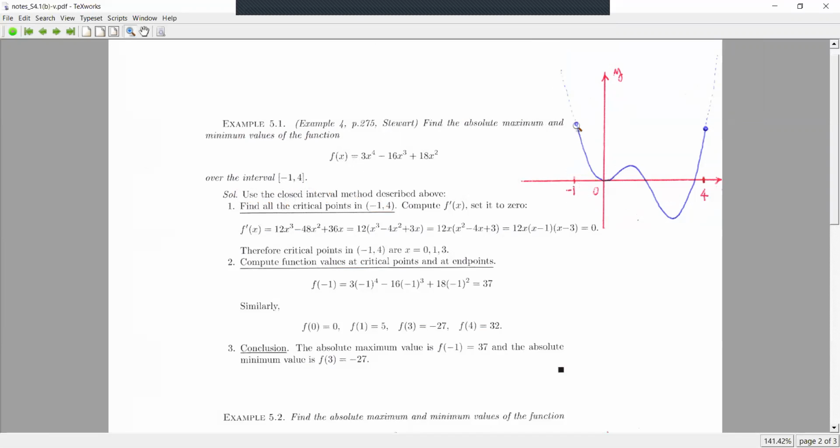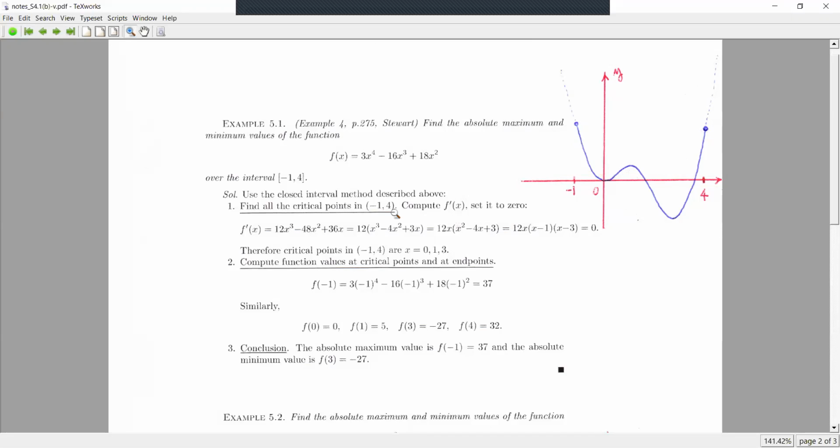That means that this portion starts at this solid point and ends at this solid point. We only consider this portion of the graph. And we want to find the highest point of this portion and the lowest point of this portion.